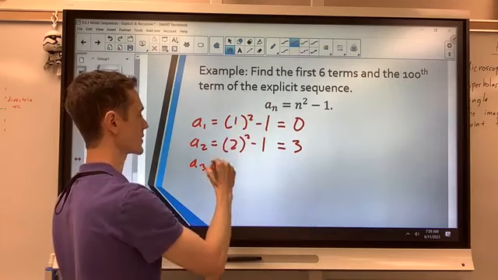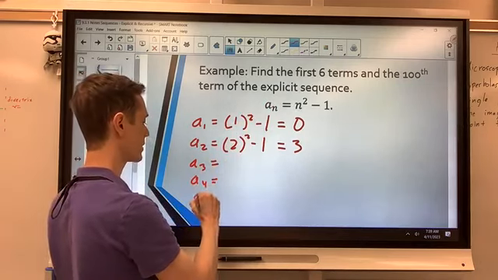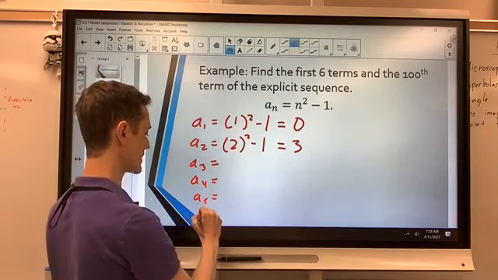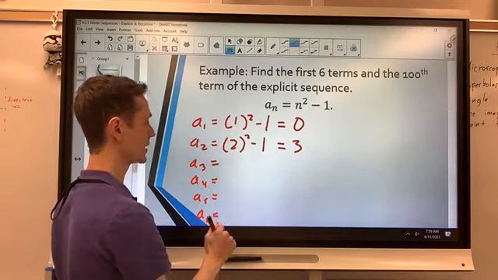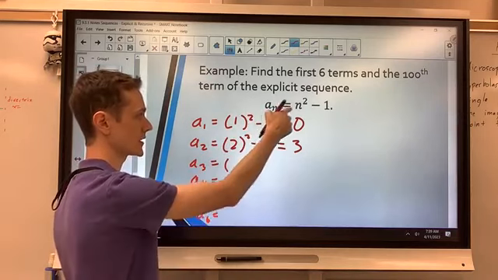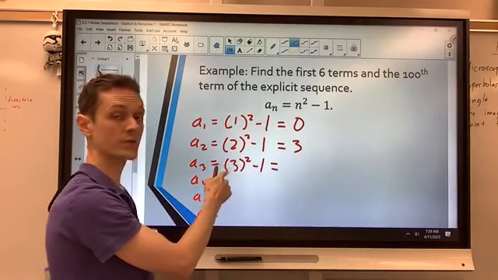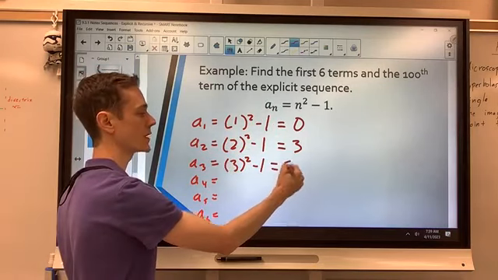I want to find the first 6 terms, so I'm going to do this for A1, A2, A3, A4, A5, and A6, and then we'll jump ahead to A100 in a moment. So if I'm plugging in 3, the third term in the sequence will be 3 squared minus 1. Well, 3 squared is 9. Subtract 1 more, that gives you 8.